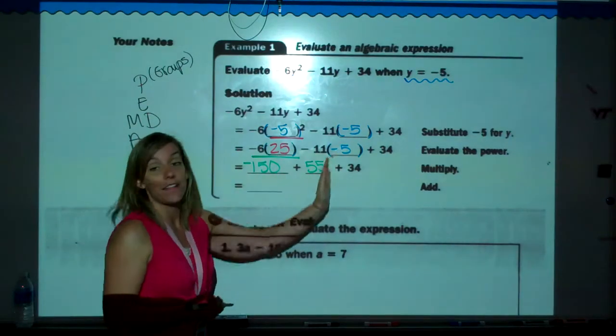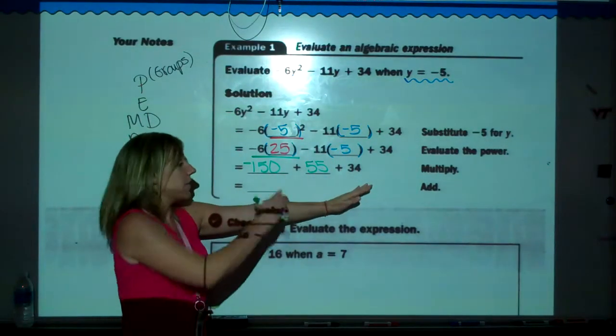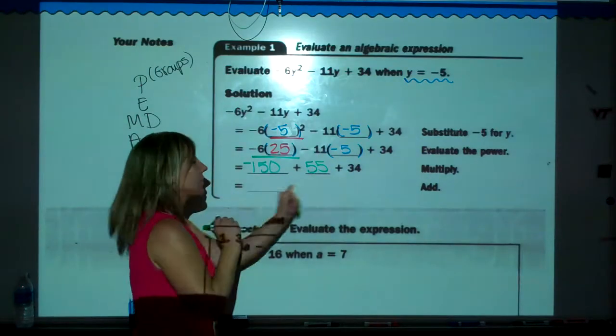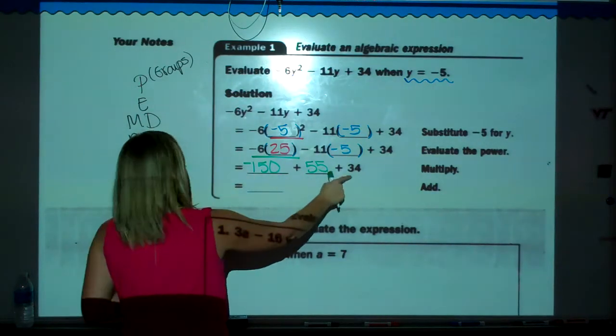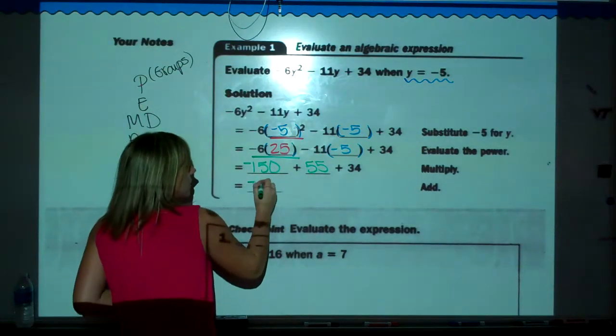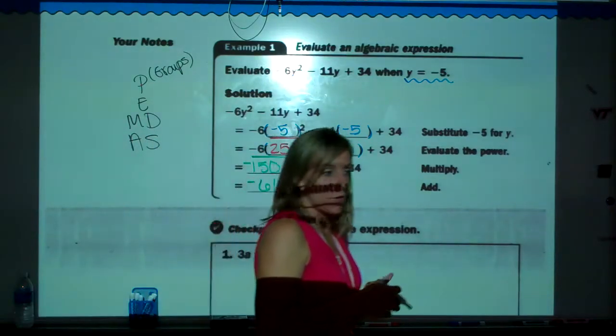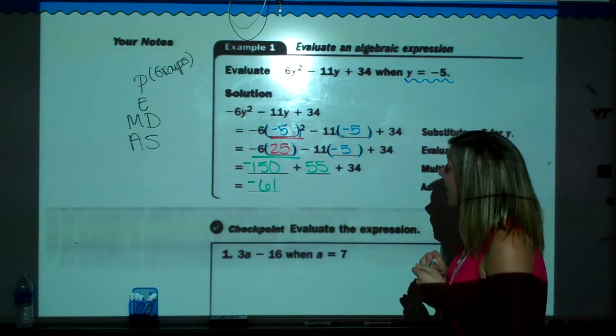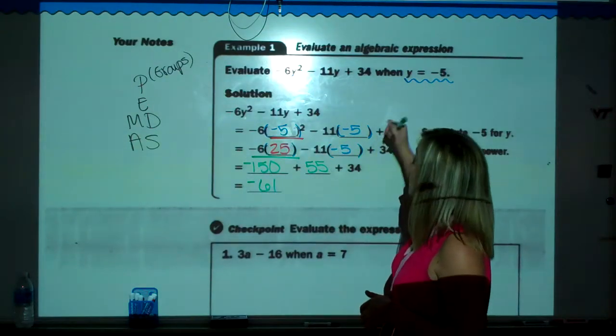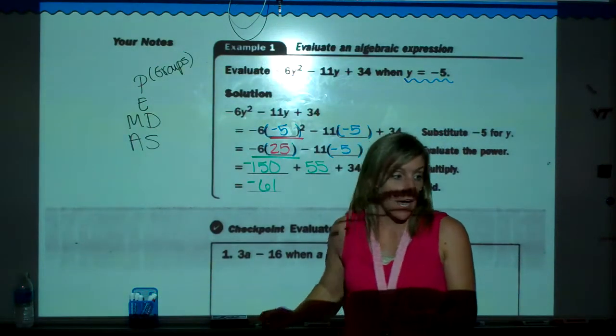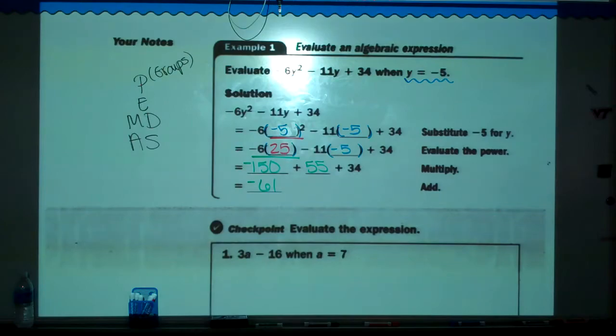Then we can just add them. We just go from left to right. If this was subtraction, we would still just go left to right. -150 plus 55 plus 34 is -61, okay? So, that's how we would work out those, just going one part at a time. Let me grab a calculator real quick.